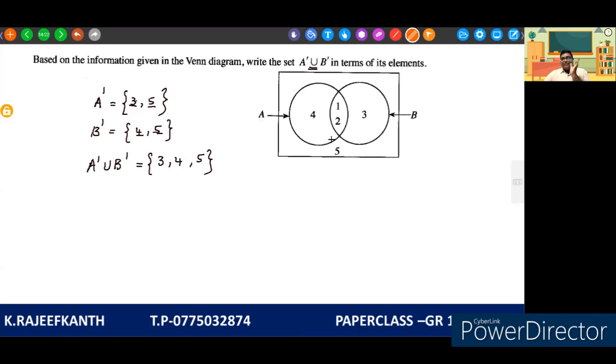So here, if they tell us to mark the region, then we have to mark 3, 4, 5, meaning except 1 and 2. That means except that intersection, we have to mark all the elements. And also there is a law. Here A dash union B dash. Here you can think in another way because there is a law.